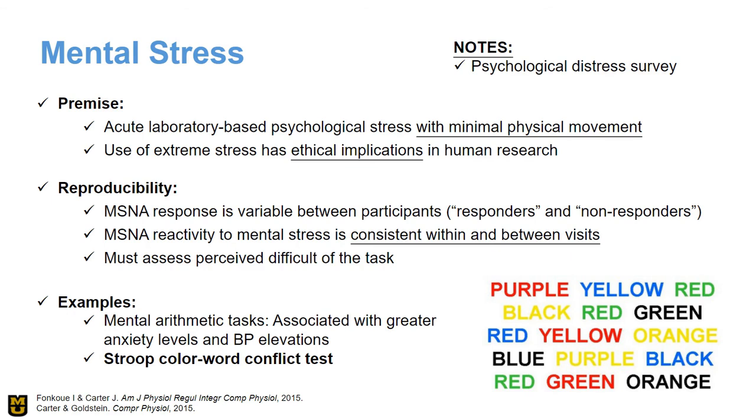But some options for mental stress are the mental arithmetic test, and that's actually associated with greater anxiety levels and blood pressure elevations. Or in this image here, one I really enjoy doing actually is the Stroop color word conflict test. But either way, you're going to want to ask your participants the psychological distress survey at the end, just so you can gauge the level of stress each of the participants felt.